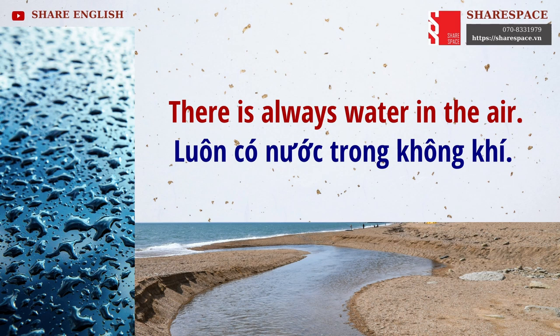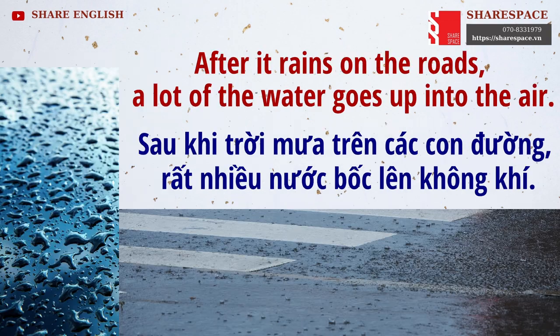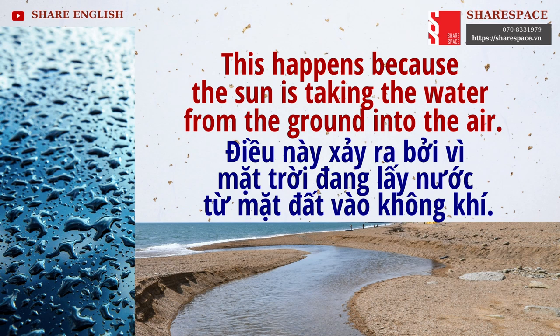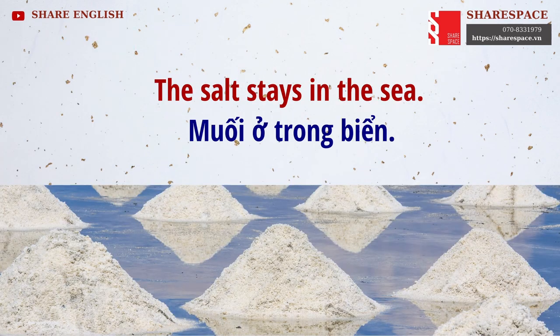There is always water in the air. When you put wet clothes out in warm air, they get dry. After it rains on the roads, a lot of the water goes up into the air. You can see it. This happens because the sun is taking the water from the ground into the air. The air takes up water from the seas too. And this water is fresh, not salty. The salt stays in the sea.